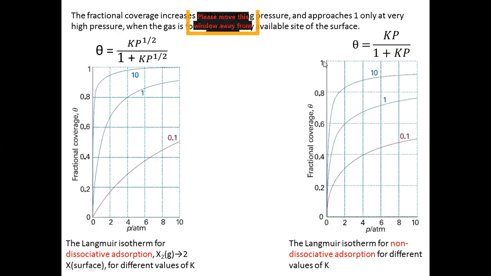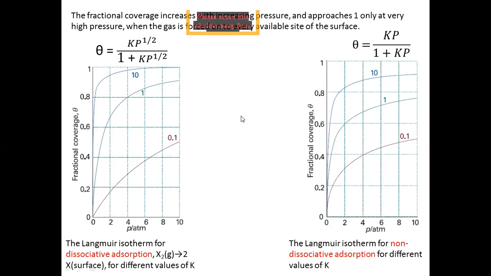reaching to the maximum value of 1, because as explained earlier, here more sites are going to be occupied by the adsorbate as compared to non-dissociative adsorption. So maximum sites will be occupied in this case. That's why this graph is going to reach the maximum value of 1, and here in this case it is less than 1.